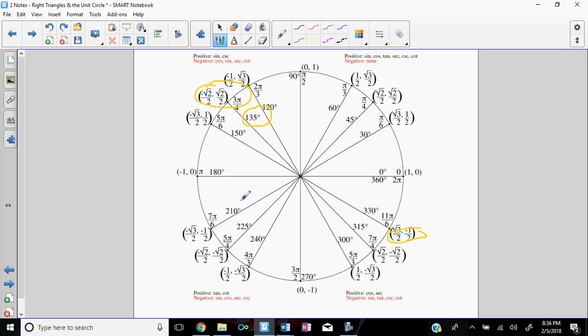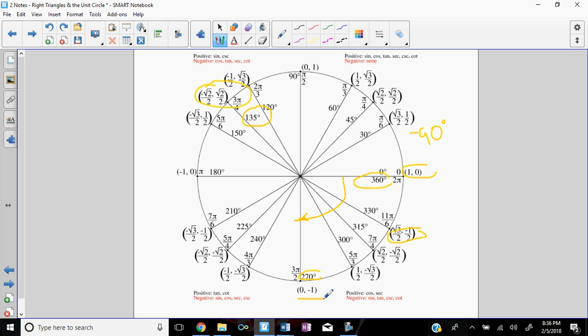Right now, I just want you to be able to identify, like if I ask you what point corresponds to a 360-degree angle, you should be able to tell me it's the ordered pair 1, 0. If I say, what corresponds to a -90-degree angle, remember, if we have a negative angle, that means we're going backwards. So a -90-degree angle actually is going to correspond to a 270-degree angle. And so the ordered pair would be 0, -1.